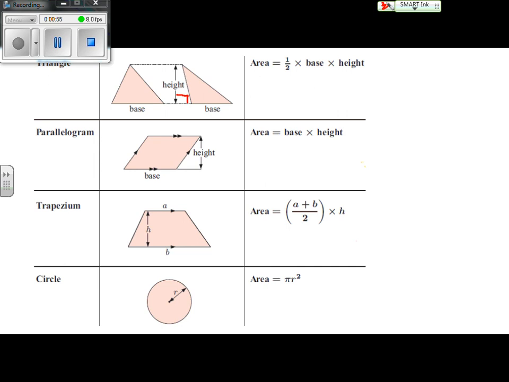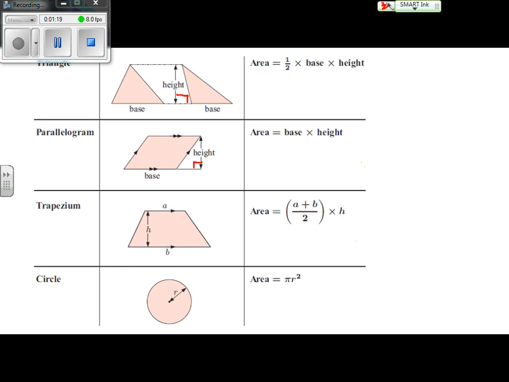Parallelogram, same idea, must be perpendicular between the base and the height. Base is often just one of its sides, and the height is the perpendicular distance to the other side or its opposite side. Remember, rectangles and squares are also parallelograms, but those have a right angle built into the shape, so you can just use two perpendicular sides for the base times height.